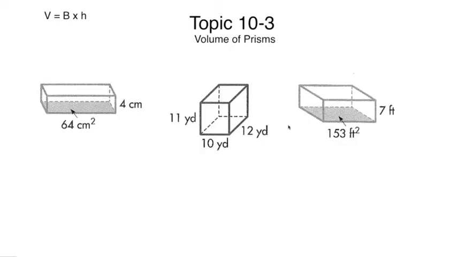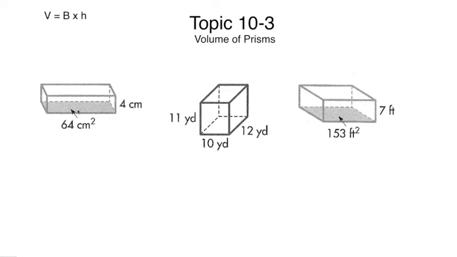In topic 10-3, we are going to find the volume of these three prisms. Don't forget, what makes a prism is the base of the shape that is surrounded by rectangles.